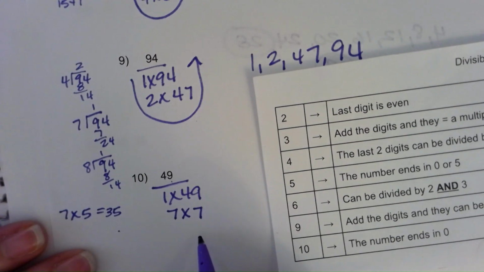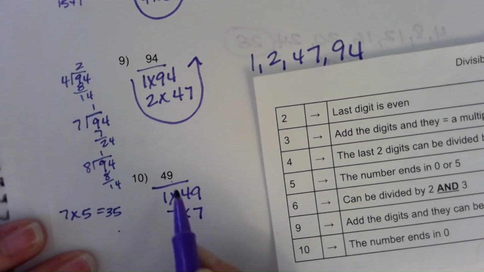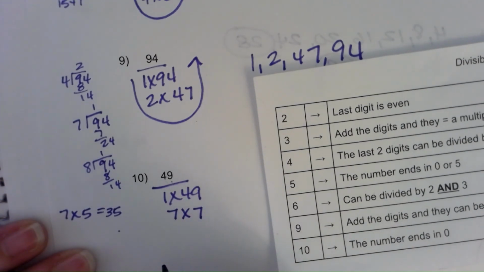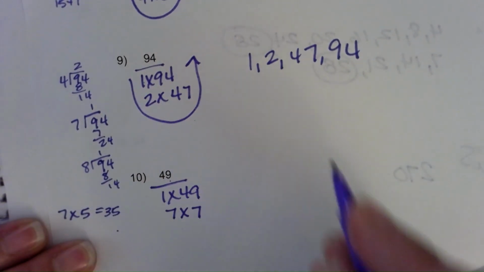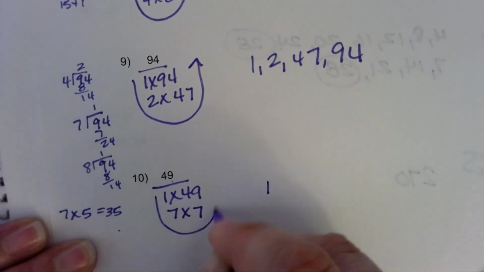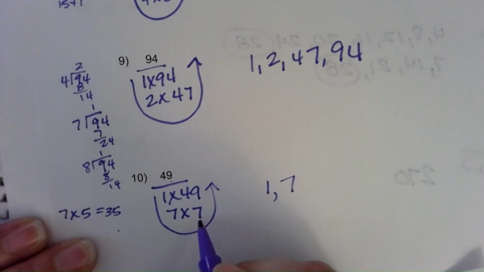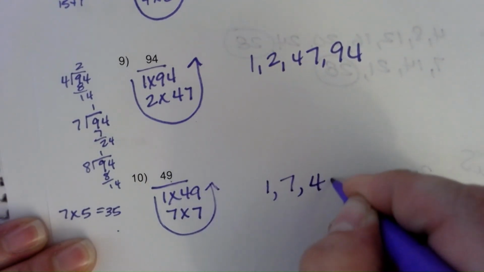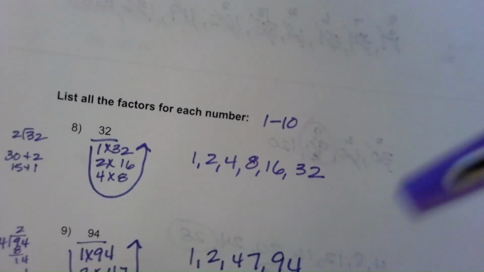8's not going to work because it's the next number. 9 will not work because 9 times 5 is 45, and then it does not end in a 0, so 10 is out. So our answer here would be, again, just in this order, 1, 7. Remember, we're only going to list that one time, and 49. Okay. Next page, number 11.